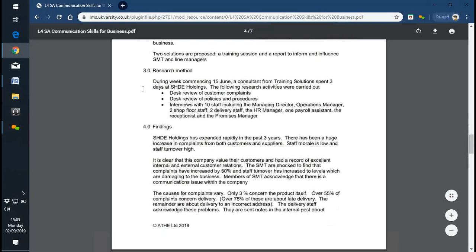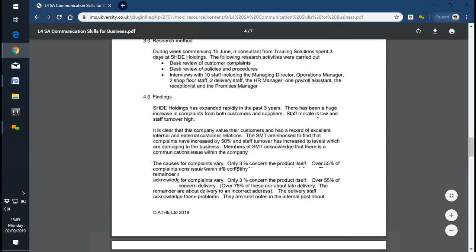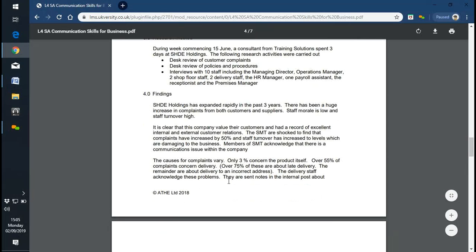Summary: what research was done and what the findings were. So you've now got all the information you need, the percentages of what's gone wrong and the causes for complaints. Only 3% were about its products, 55% confirmed delivery, and 75% of these were about late delivery. So obviously, the biggest problem area is the delivery or non-delivery of their products.